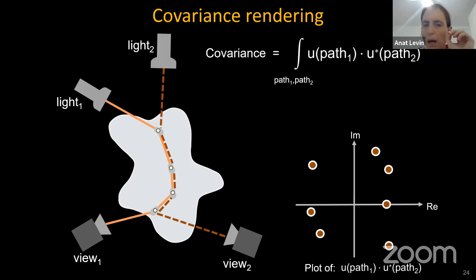Now let's look at a pair of paths that share all their nodes. You see here that this pair of paths has the same set of nodes all the way, except for the segments that connect them to the start and end nodes.